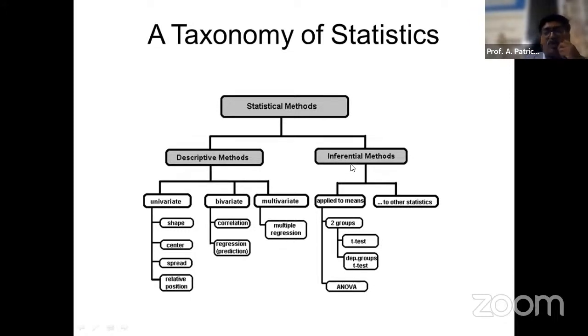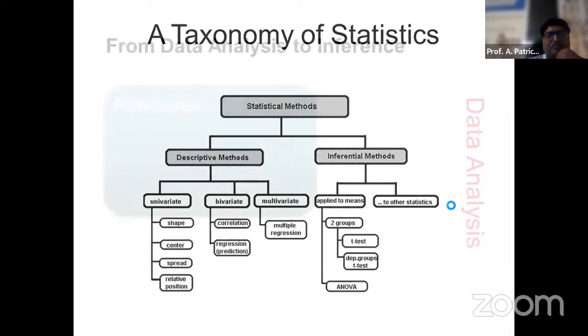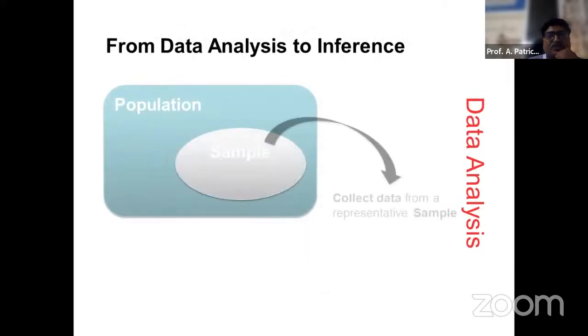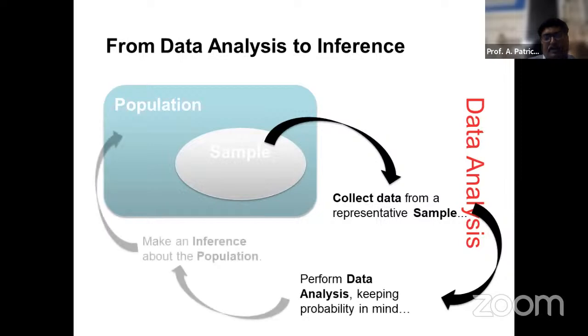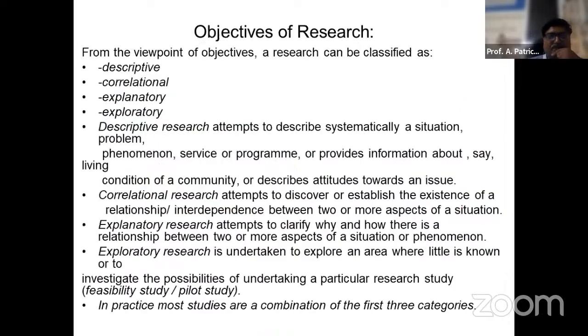But when I'm talking about inferential, if it is applied to means, then I would tell you two groups. When I do ANOVA, ANOVA also is a test of equality among the means. If there are any other statistics, we take them separately, right? That's a classification here. Out of a sample, when doing data analysis, what holds good for the sample? We draw an inference or conclusion. We say it holds good for the entire population.